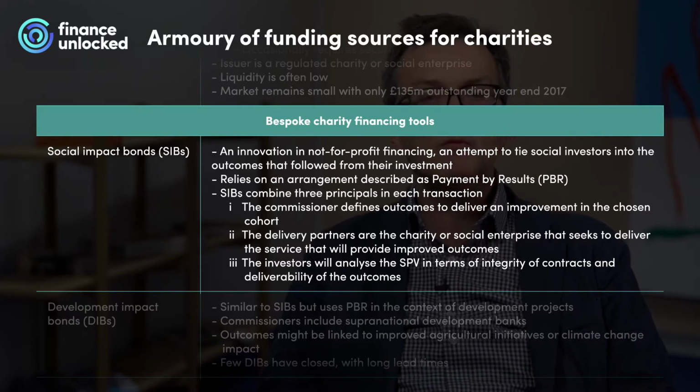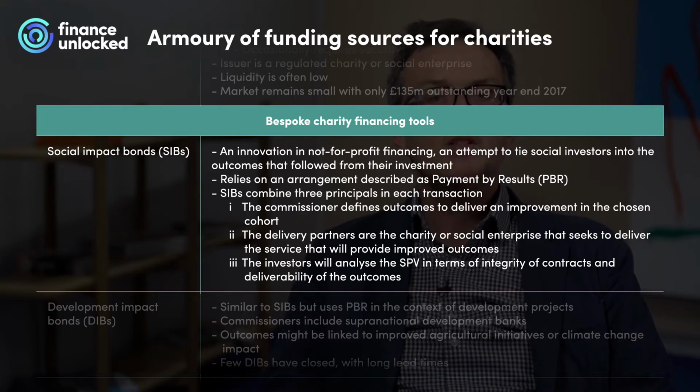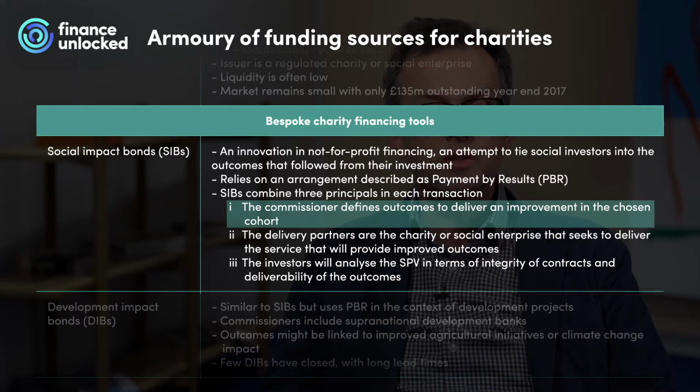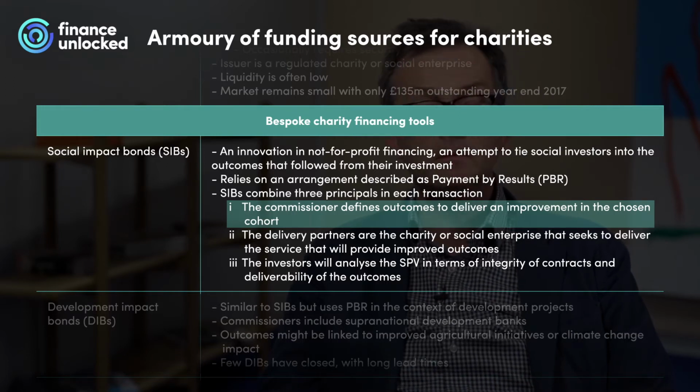It relies on an arrangement described as payment by results. SIBs combine 3 principles in each transaction. The commissioner defines outcomes to deliver an improvement in the chosen cohort. Deals have been done around prison offenders, health, employment, education, and social exclusion. The commissioner will often be a local authority, government department, or institution like the Big Lottery Fund.